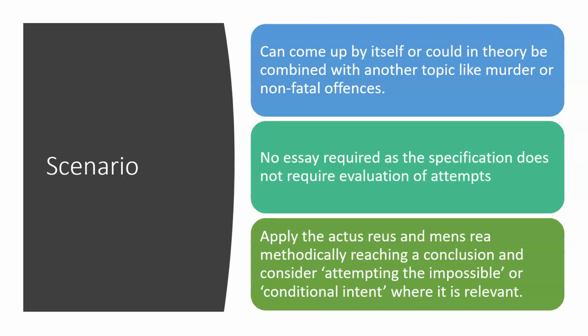And then obviously make sure you apply the actus reus and mens rea methodically, reaching a conclusion, and consider attempting the impossible and conditional intent where it's relevant. So it's really important that you follow that test really clearly and apply the actus reus. Has the person in this scenario done an act that is more than merely preparatory, and do they have the intention to do the full offence? So that's ticking off the actus reus and the mens rea. And make sure you're referencing what the actus reus and mens rea is, making sure you reference the Criminal Attempts Act, and making sure you're explaining why you're saying the actus reus or mens rea has been met. And also bear in mind that if the scenario makes reference to something that's impossible or something around conditional intent, making sure you're throwing those in there with reference to relevant cases as well. And obviously making sure you reach a conclusion in the scenario.